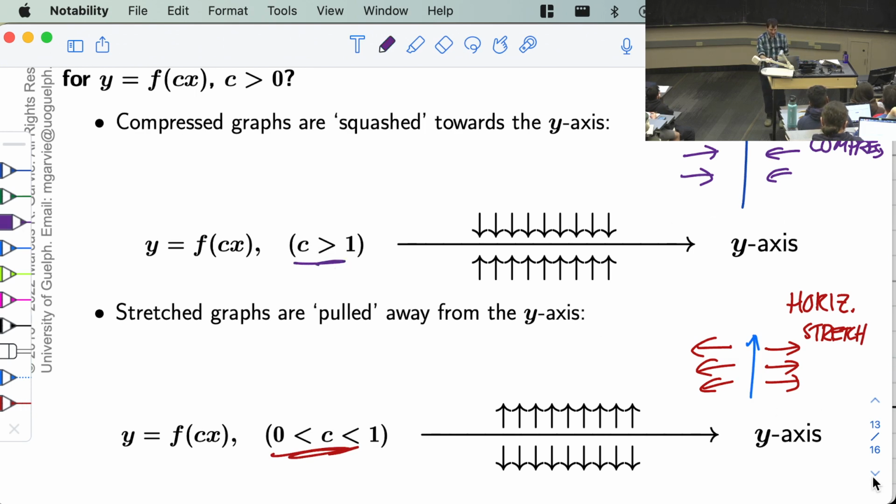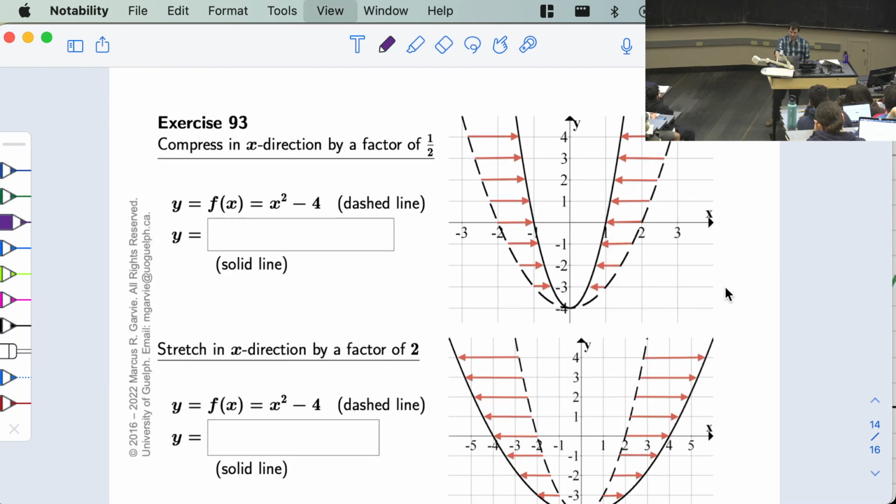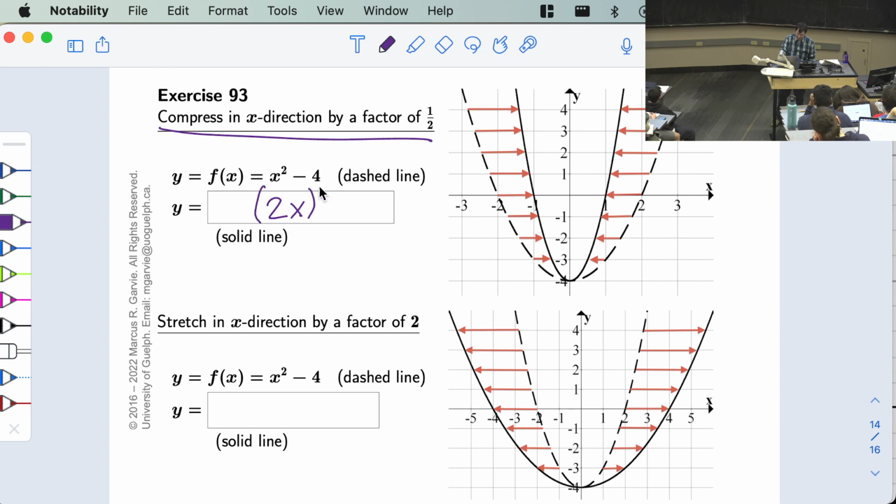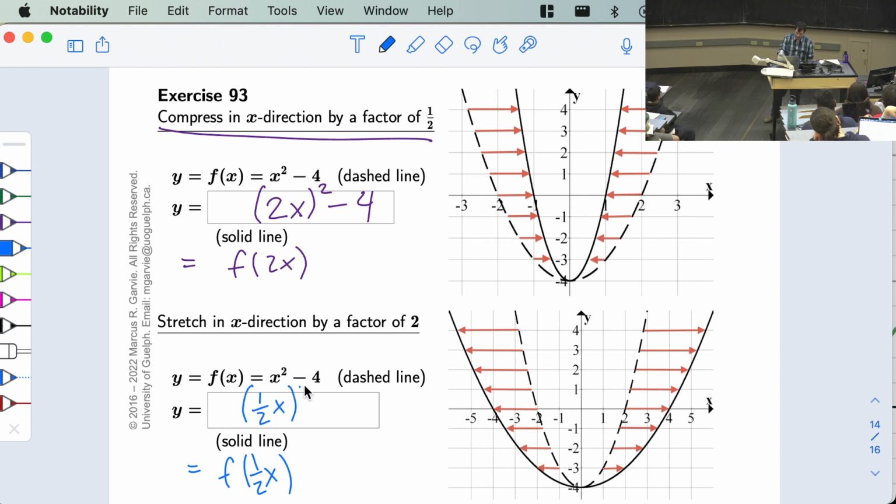OK. And the example they do in the notes is, again, the function x squared minus 4. So it's a quadratic equation, a parabola, that either gets smooshed or is stretched out. So to compress it by a factor of a half, this is the reverse of what you think. You multiply by 2. So it's 2x squared minus 4. So this is f of 2x. Multiplying by 2 actually does a shrinking maneuver. And stretching is the reverse. So if you want to stretch by a factor of 2, you do f of 1/2 x. And so you're going to get 1/2 x squared minus 4.